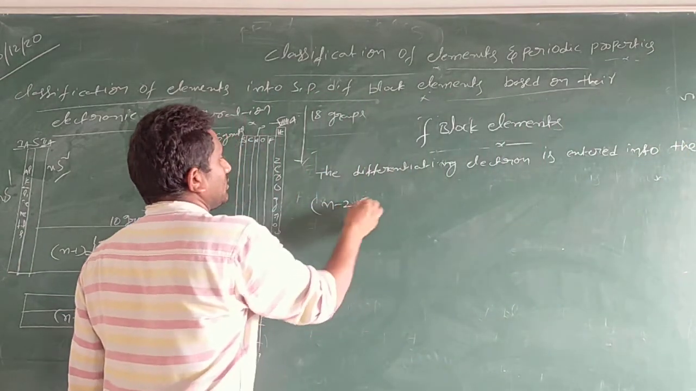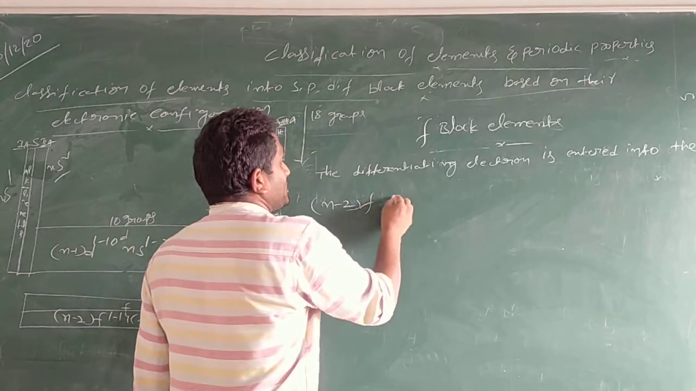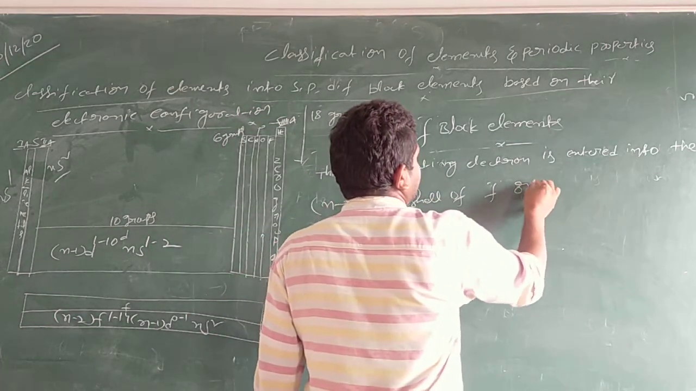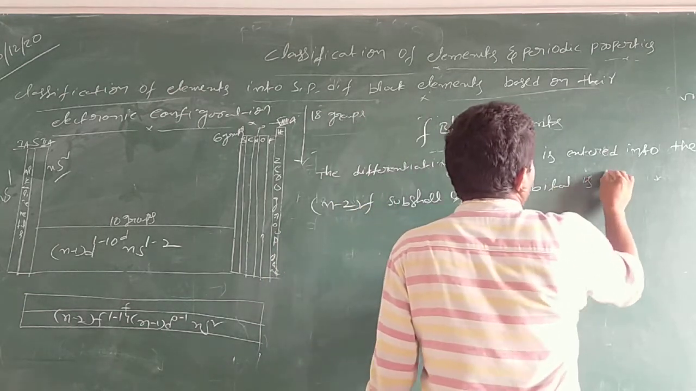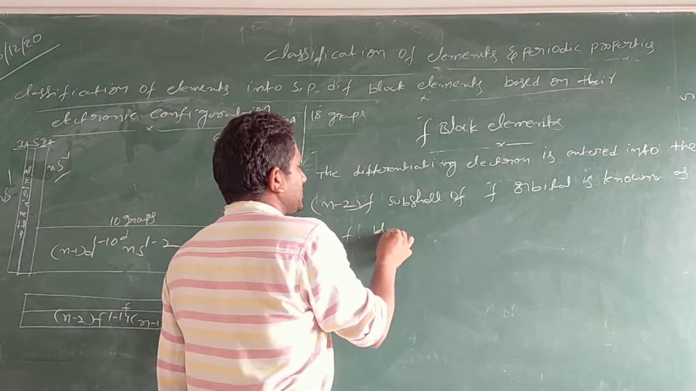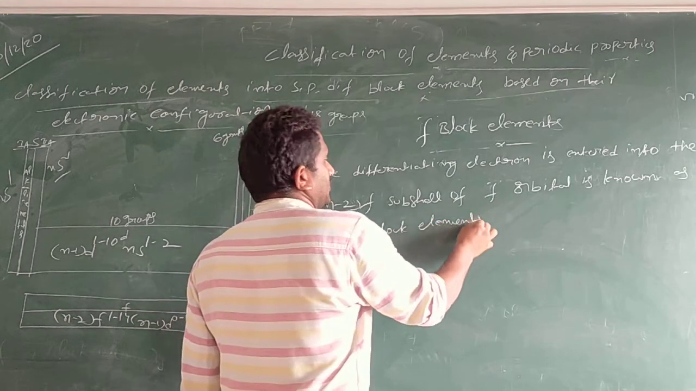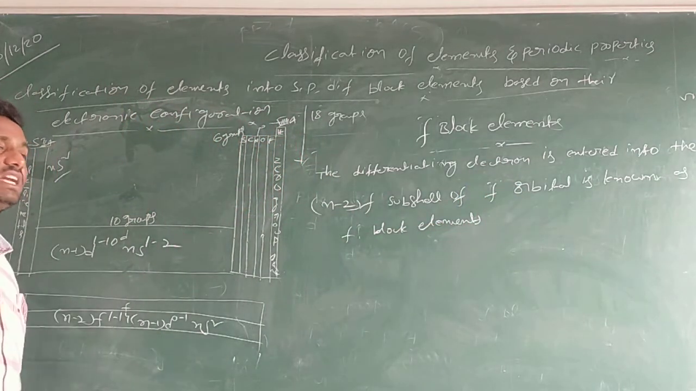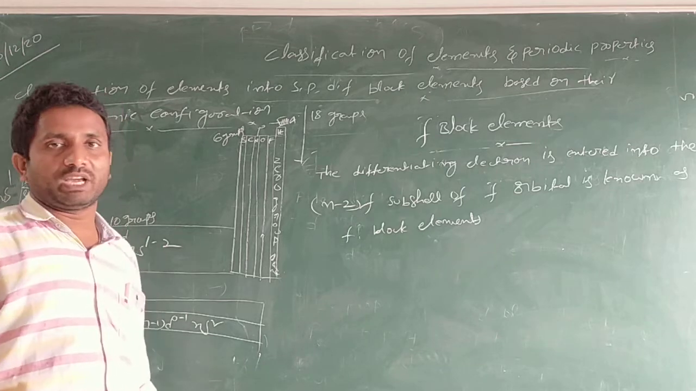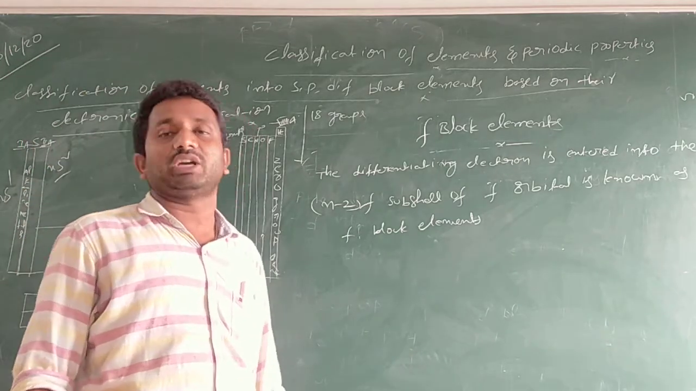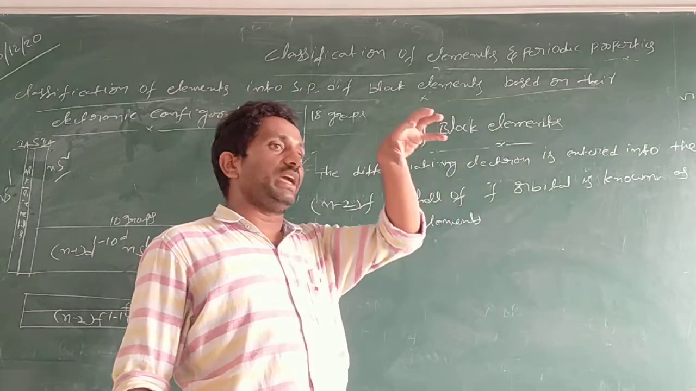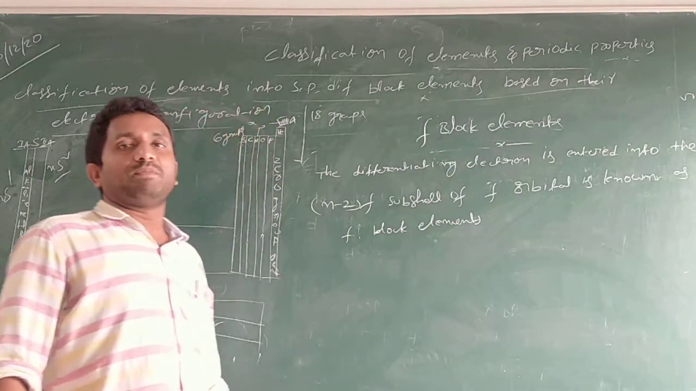(n-2)f subshell of the f orbital, and these are known as F block elements. F block elements: the differentiating electron entered into the (n-2)f subshell of the f orbital is known as F block elements. అంటే ఏ ఎలిమెంట్స్ లో అయితే లాస్ట్ ఎలక్ట్రాన్ డిఫరెన్షియేటింగ్ ఎలక్ట్రాన్ అనేది n-2 F సబ్సెల్ లో యొక్క F ఆర్బిటల్ లోనికి ఎంటర్ అవుతుందో ఆ ఎలిమెంట్స్ ఏమని చెప్తామంటే F block elements అని చెప్తాము.